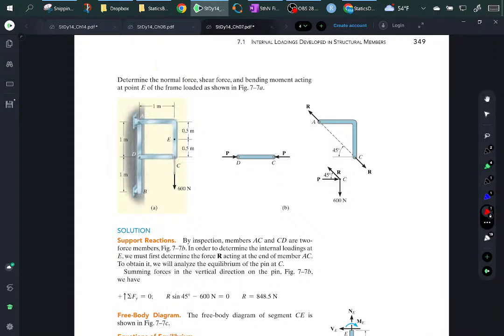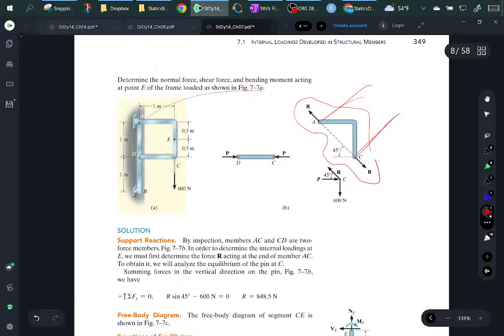Now, here's our thing, we got a two-force member. I wish the picture quality was a little bit better. If you look at this, it's a pin on either end, at A and at C. On this load, it can only be pulling it or pushing it. And that gives you an indication.